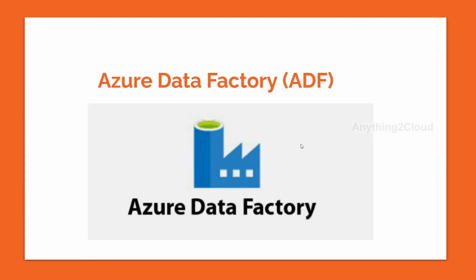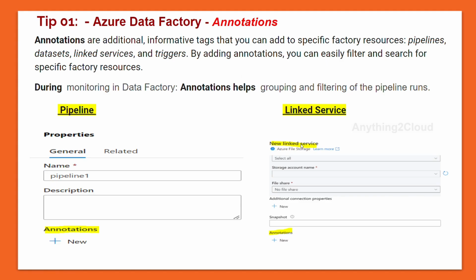Let's see a few tips on Azure Data Factory. The first tip is on annotations. Annotations are additional or informative tags that you can add to specific Data Factory resources such as pipelines, datasets, linked services, and triggers. By adding annotations, you can easily filter and search for specific Data Factory resources.